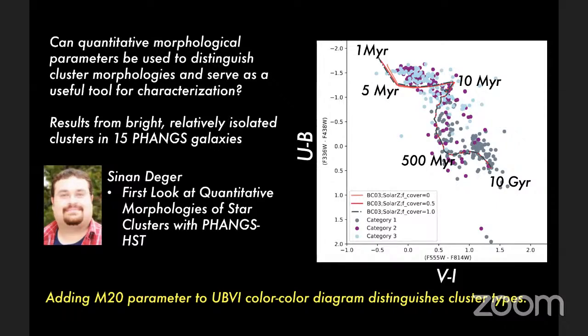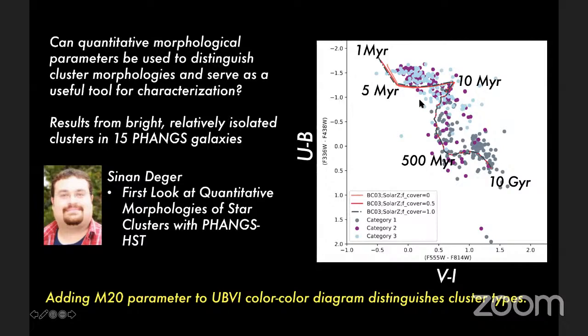The single peak symmetric objects, class 1 in gray, tend to be old globular clusters. The class 2 single peak asymmetric objects are purple and span the full age range, while the multi-peaked associations are blue and tend to be young.